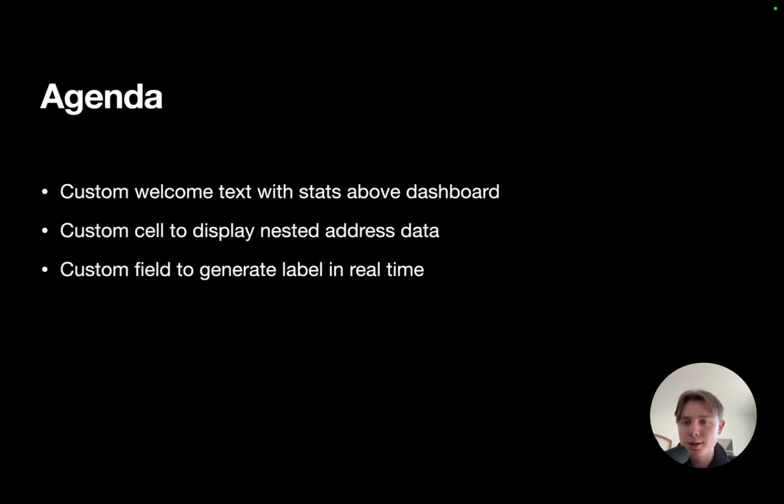Now, what are we going to do today in practice? First, we're going to create a custom welcome text component that just shows us some very simple stats. And I'm just going to walk you through all the props and attributes that you can access inside of a server component. In addition to that, we're also going to create a custom cell that will display nested address data. I'm going to explain what that is exactly later.